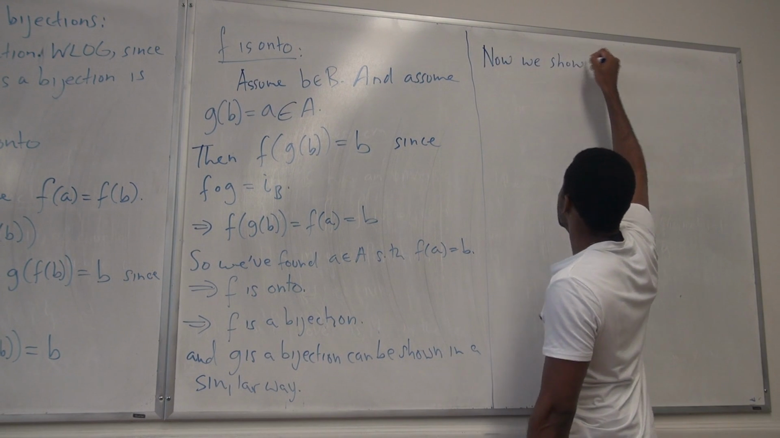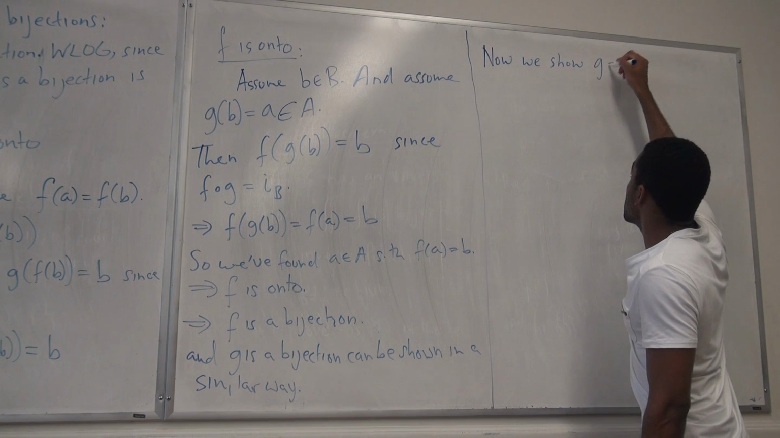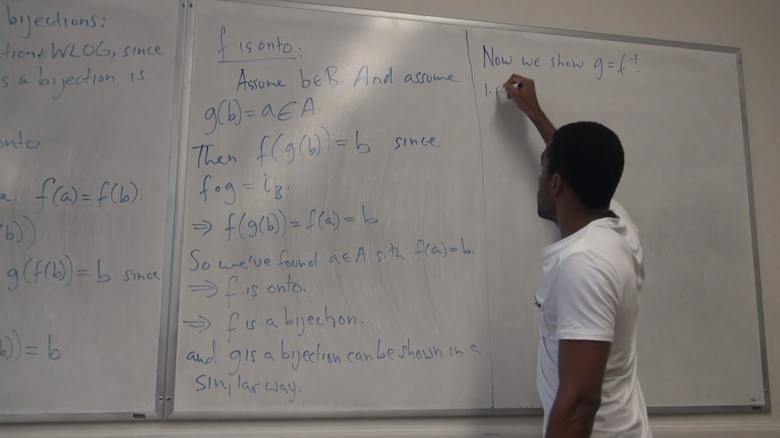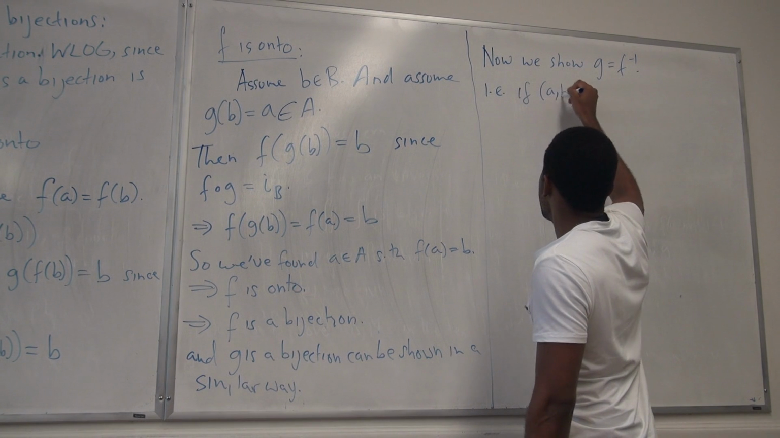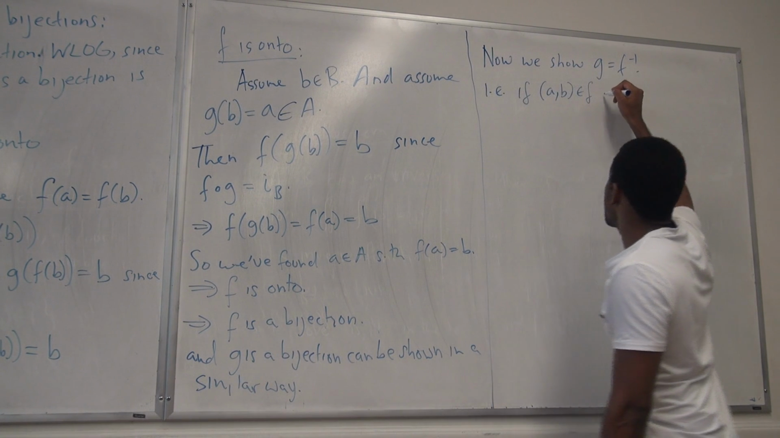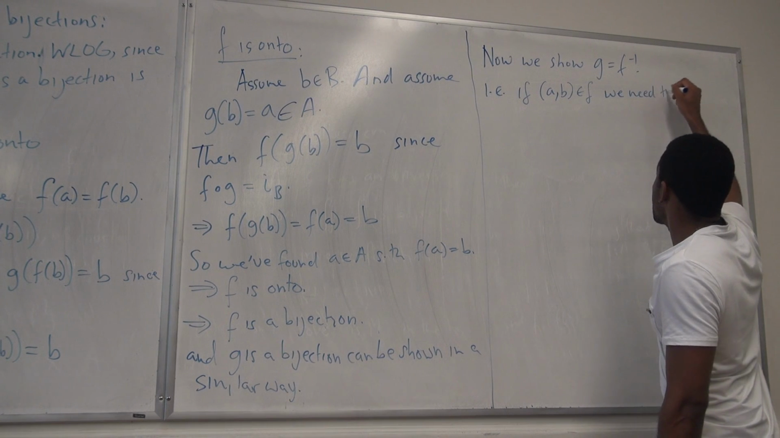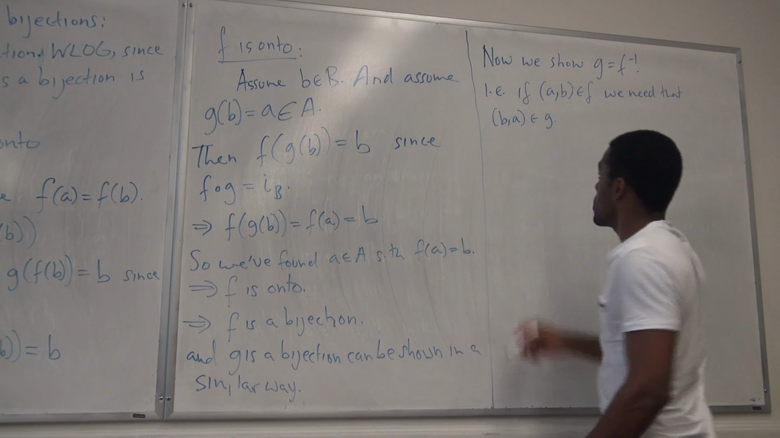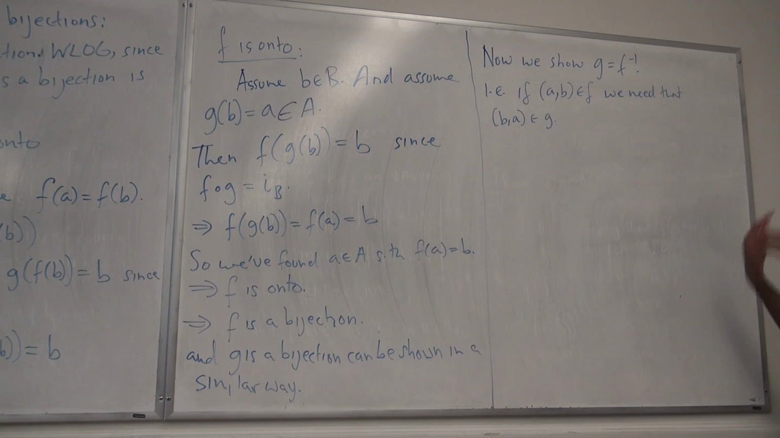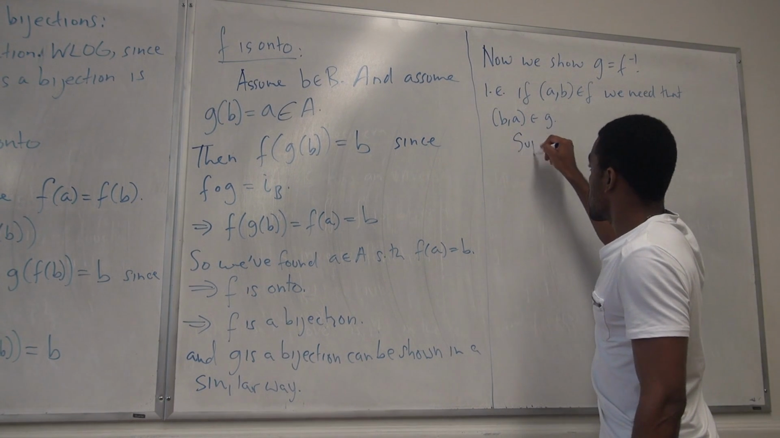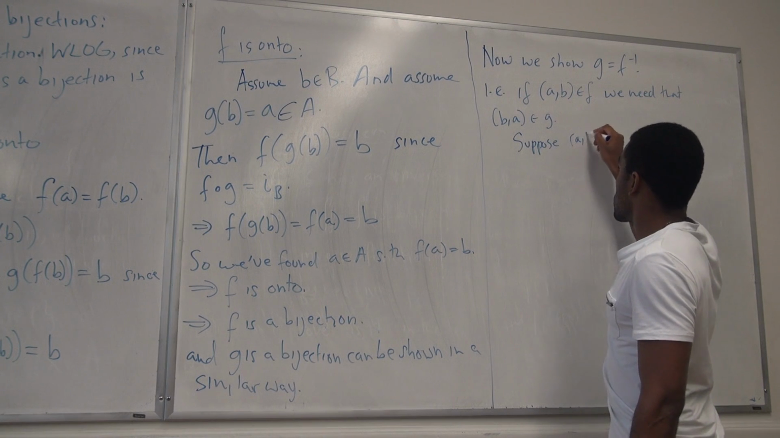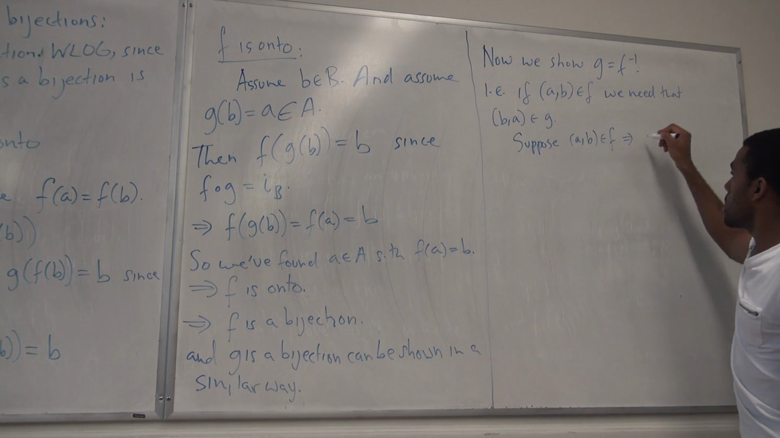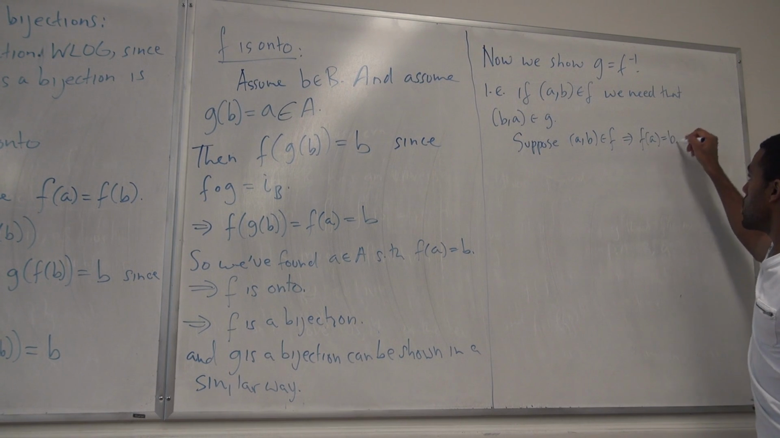Now we show G equals F inverse. Let's say if (A, B) is in F, we need that (B, A) is in G. Of course, vice versa would work in a very similar way. So let's actually prove that. Suppose (A, B) is in F. This just means that F of A equals B.